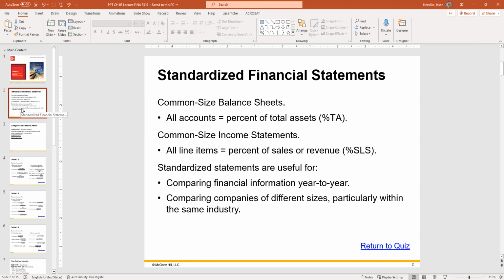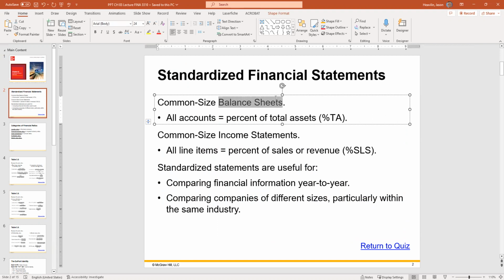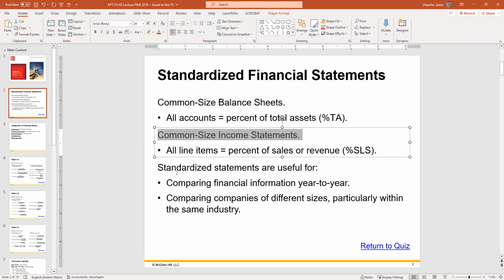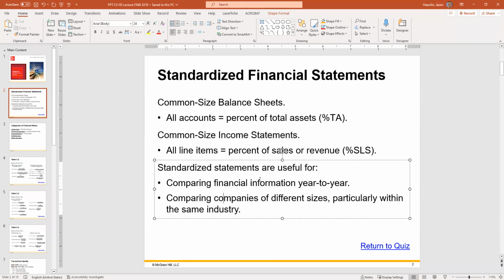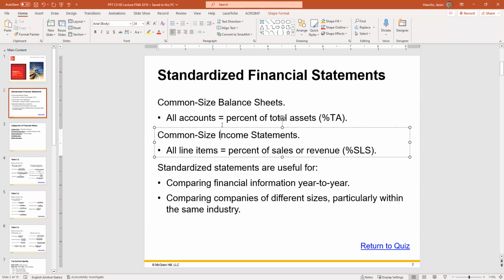So the standardized financial statements, you have, as you remember, your balance sheet, your income statement, and these are useful for comparing financial information from year to year or to other companies. So we're going to talk about those items there. Now, we also have the statement of cash flows, but for this chapter, for this section, we're going to talk more about these two.